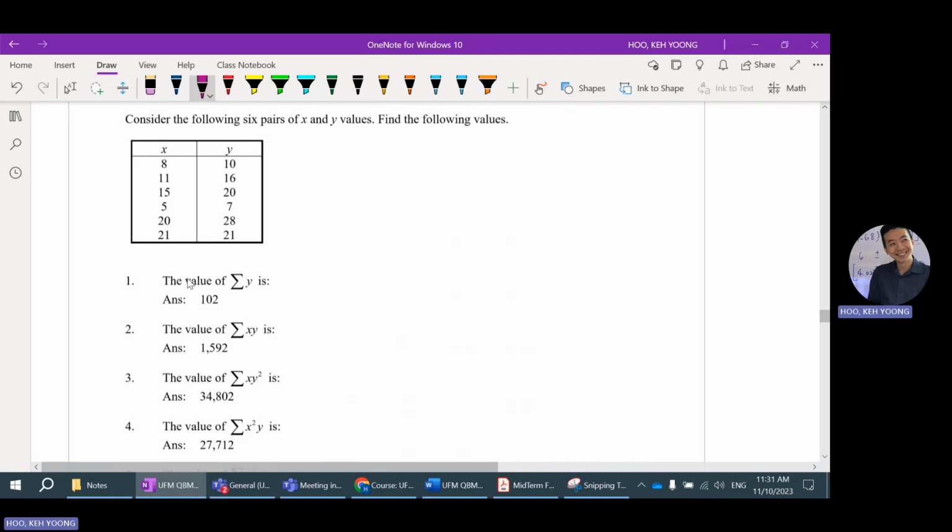Okay, so question one shouldn't be any problem. We are finding the total, right? Total y, you get 102 when you add up the column y. How about question two? Total xy. So you have to create a column, take x times y: 8 times 10, so 80.